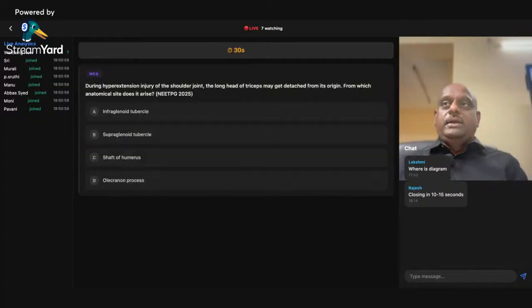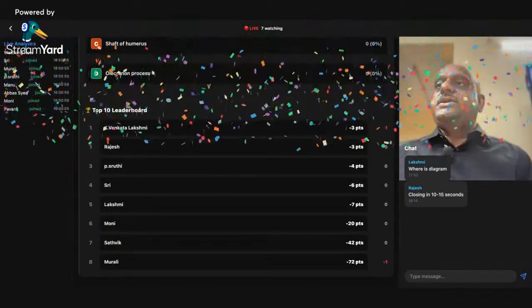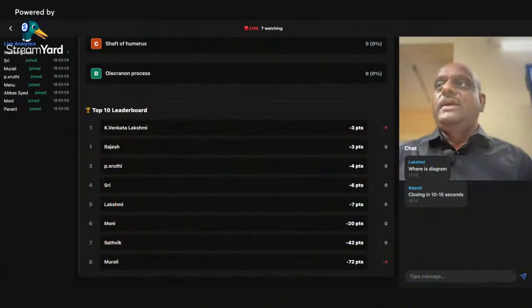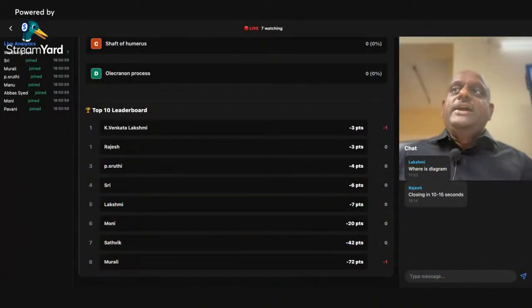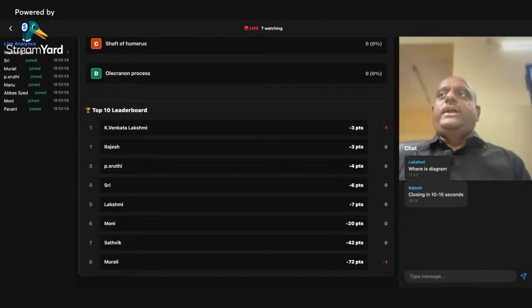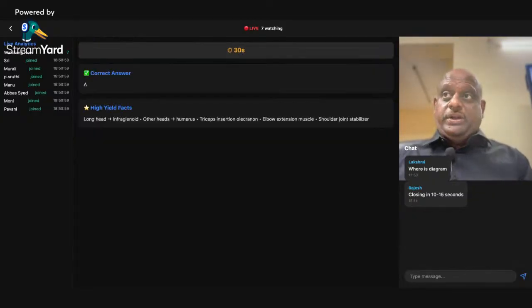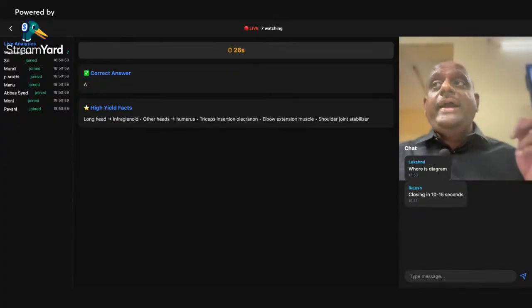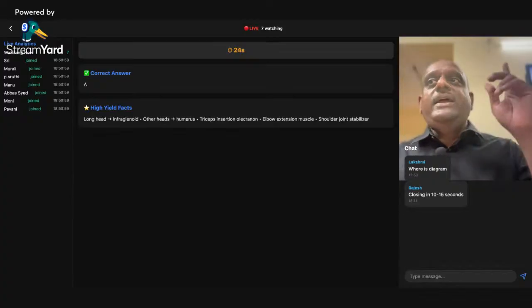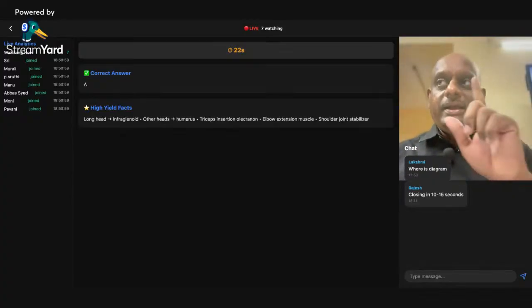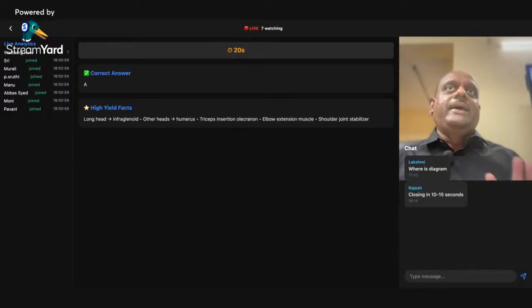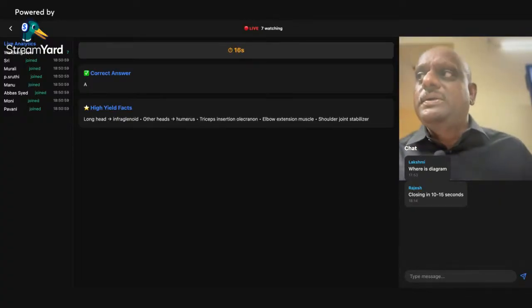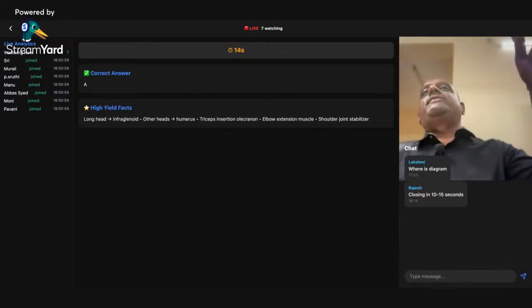Now, the actual question is this: during hyperextension injury of the shoulder joint, the long head of triceps may get detached from its origin. So you need to know, the long head arises from the infraglenoid tubercle, whereas the other heads are from the humerus origin in the triceps. And the ultimate insertion of triceps is into the olecranon, is what we need to remember.